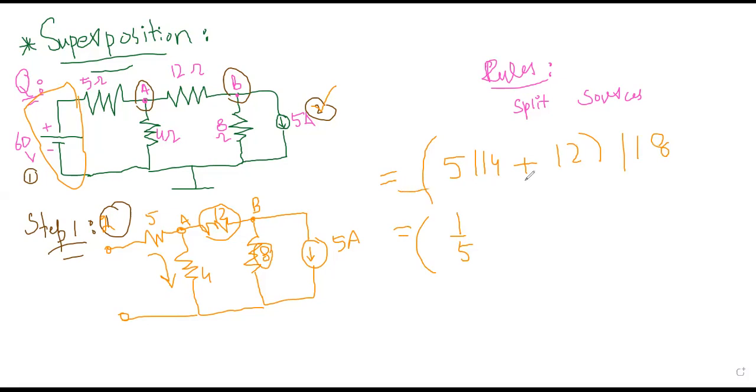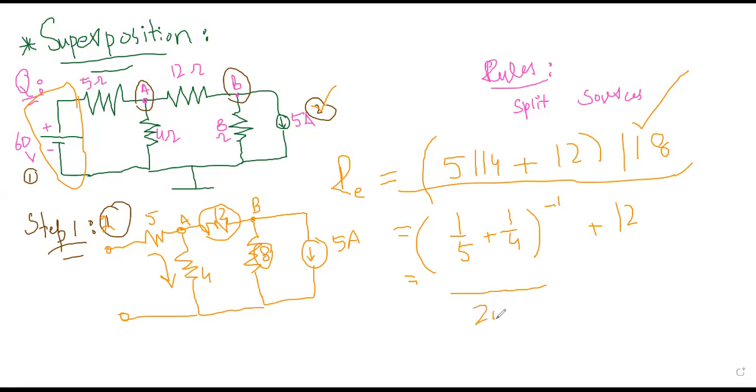This is the equivalent resistance for the whole circuit. Basically I am solving 5 parallel to 4. So 5 parallel to 4 means 1/5 plus 1/4, and then the inverse of this value will be added to 12, and at the end I will do my next step. For this, the value will be 5 multiplied by 4, which must be 20.